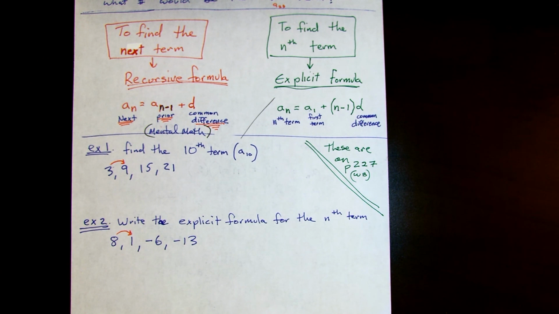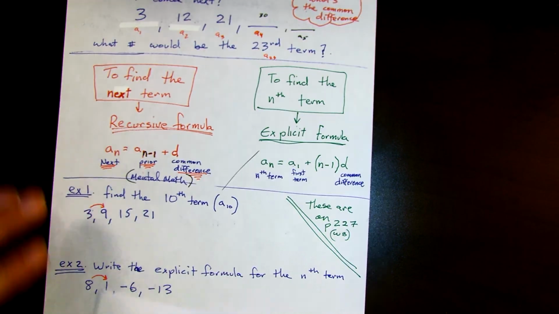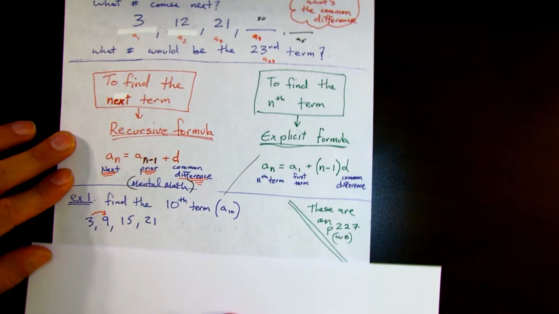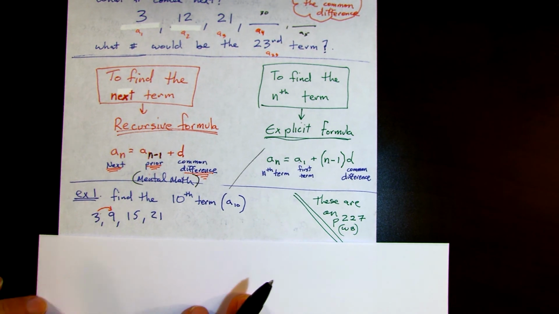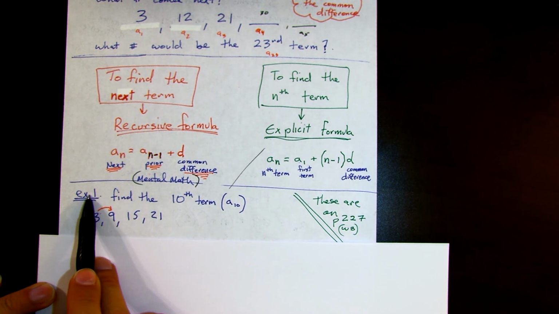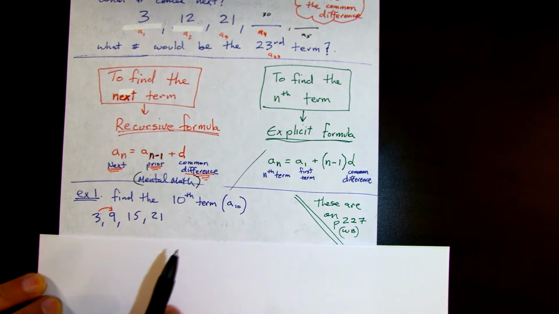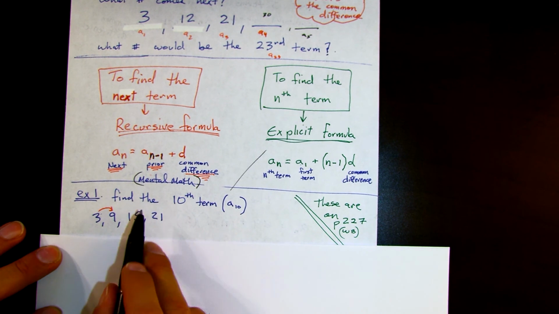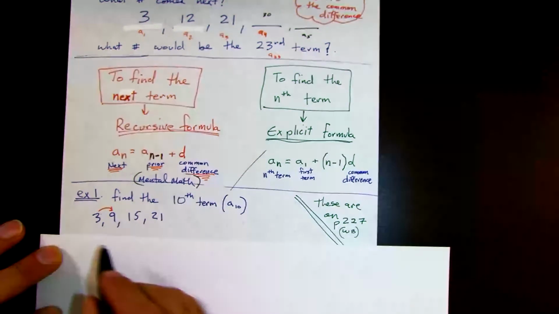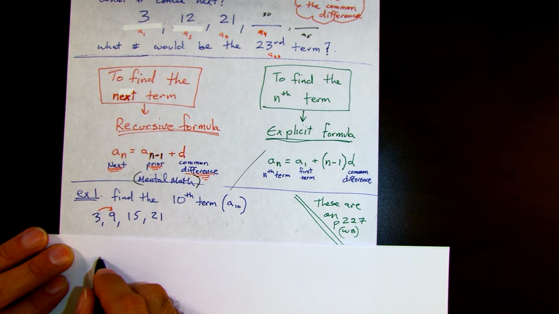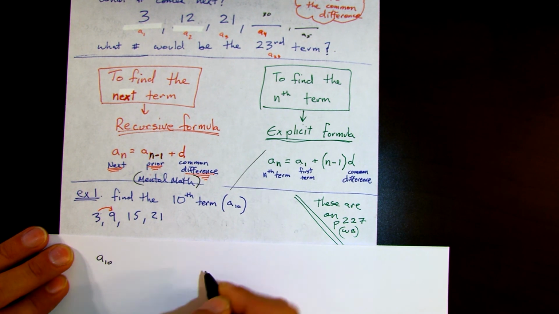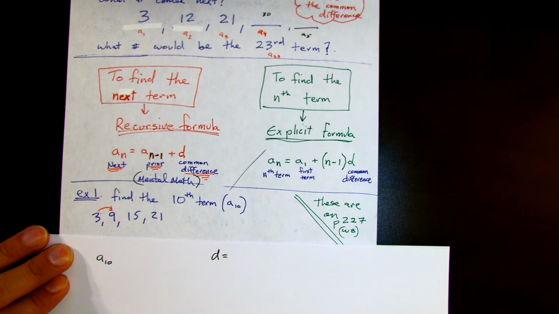All right. Okay, that's probably enough time to get your workbook open at page 227. We're looking at example 1 in your workbook, so no need to copy it down, or you can just copy down these numbers and find the 10th term, a sub 10. So we need to find what a sub 10 is. First, let's figure out what our common difference is.